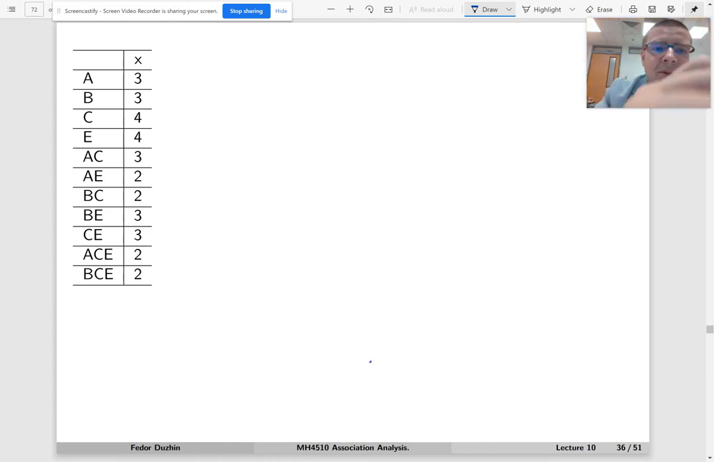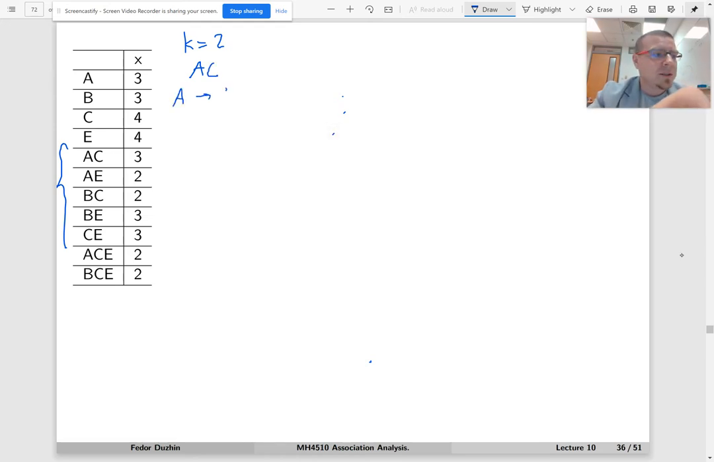Okay, so let me do k equals 2 now. When k equals 2, we have a lot of possibilities. So let me do them one by one. So AC. For AC, there are 2 possible rules: A implies C and C implies A.